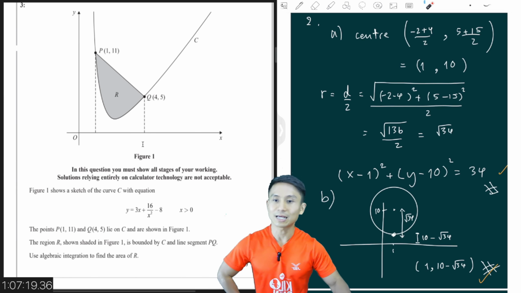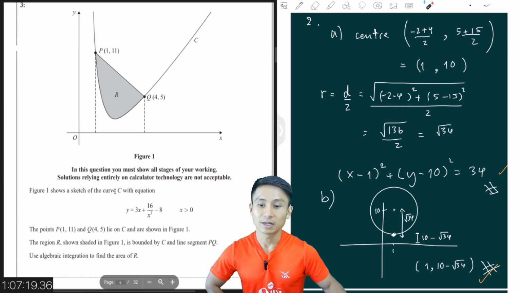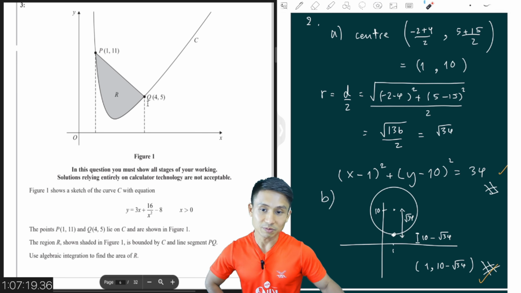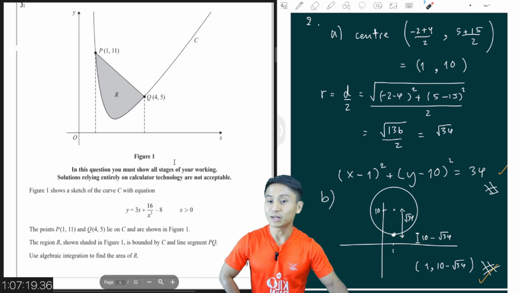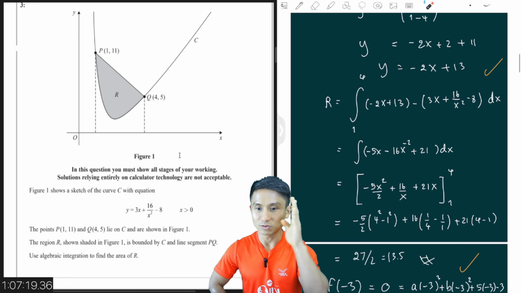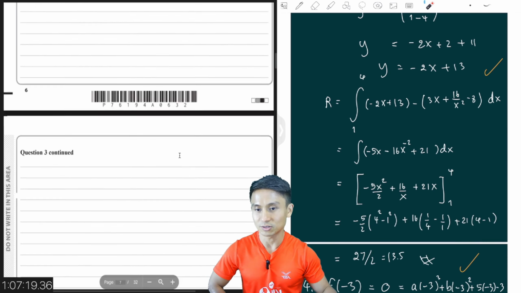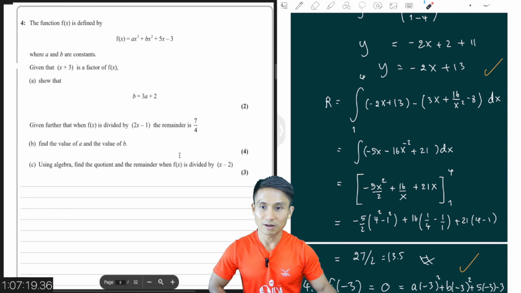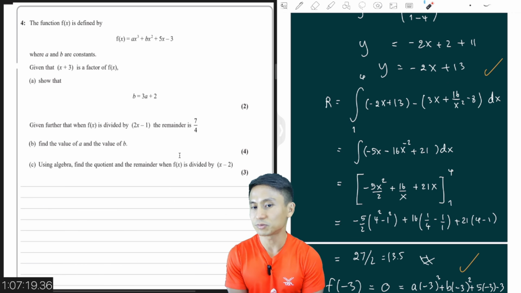This one is very classic. You integrate between two functions, but you need to find the line first because it doesn't give you that. So you need to know how to find the line equation and put them into the integrand, like y1 minus y2. So we take the above minus the below. That's also classic. This one is factor theorem, remainder theorem. So this should be fine.